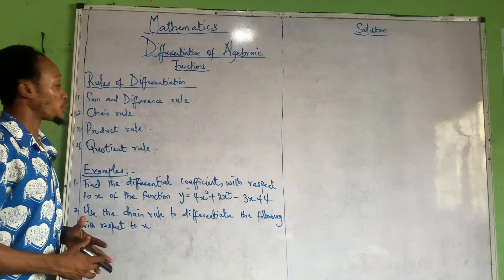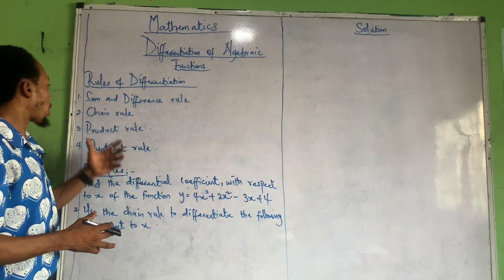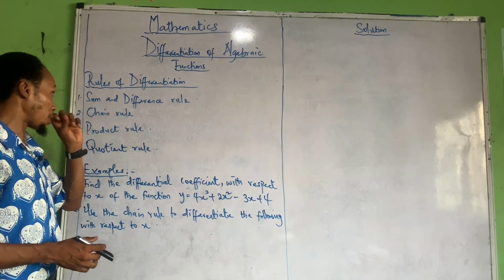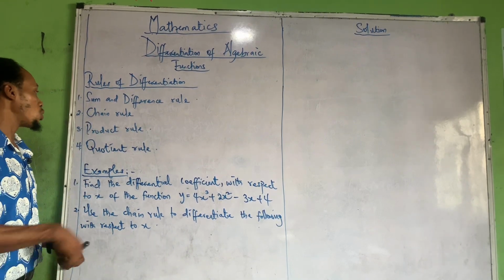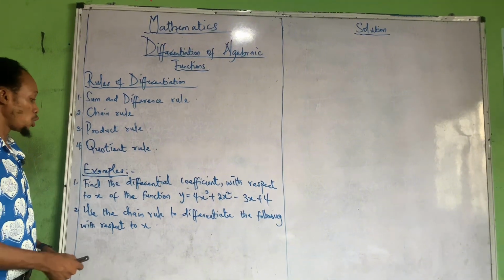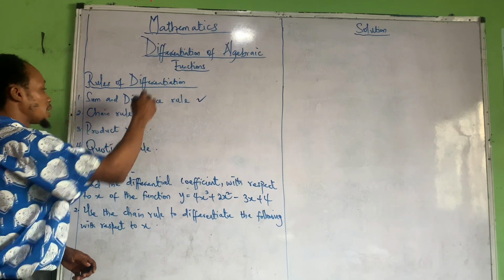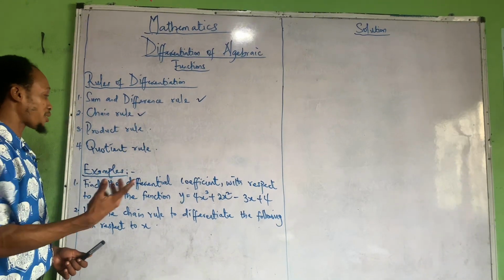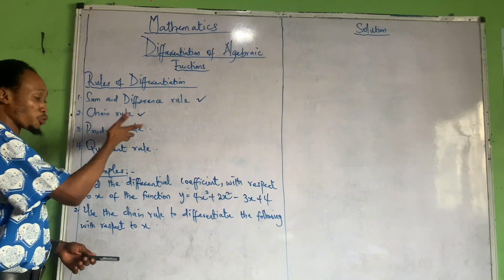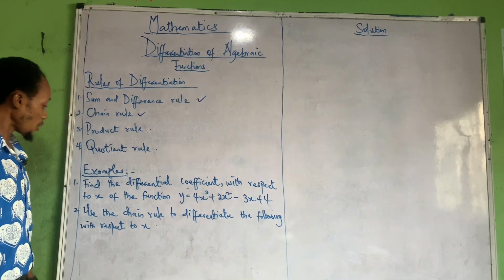Now, when you have differentiation of functions, there are four aspects that we're looking at. Let's call it the rules of differentiation. The first one is the sum and difference rule. The second one is the chain rule, then the product rule, and then we have the quotient rule. For our lecture today, we'll be looking at the sum and difference rule and the chain rule. In our next class, we'll look at the product rule, and then later we'll look at the quotient rule.